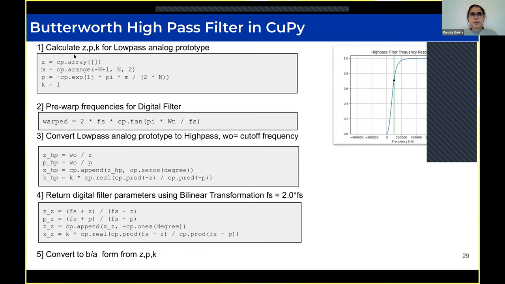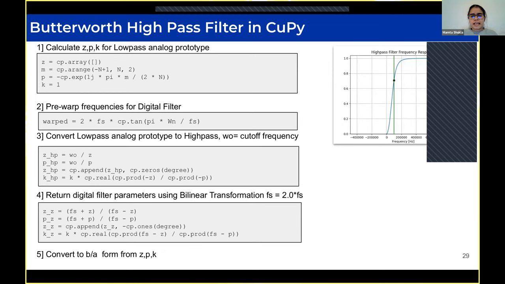And zeros and poles basically define the stability of any system. And here, since it's a very stable filter with less ripple, we don't have any zeros. That is, the polynomial in the numerator is just one, and we just have poles which define the stability of this filter.